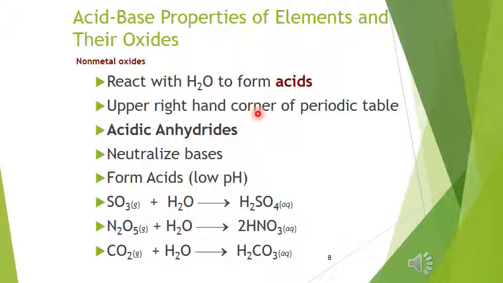So how do you make acids and bases? One way is to take a non-metal oxide, like SO3, and add water, and you form sulfuric acid. When you do that, it lowers the pH, which we'll talk about next. These are acidic anhydrides. What that means is they're substances that are all ready to be acids as soon as you add water.